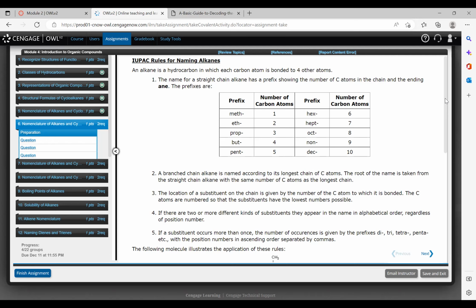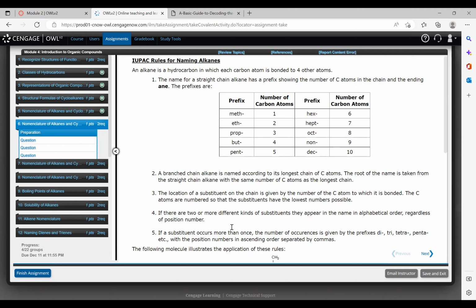Again, the first thing that we have to do is find our straight chain and find the longest chain. Next, we're going to mark any of the branch chains, and we're going to give the root based upon that same prefix, if you will. We'll just add YL to the end. Then we're going to see how they're bonded. So again, we want to make sure we give them the lowest number. And again, we want to see if it's an alkane, an alkene, an alkyne.